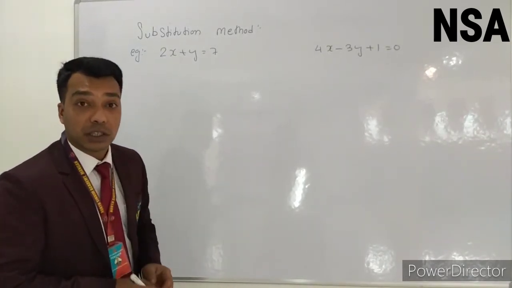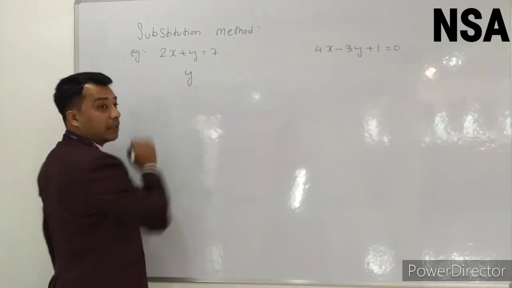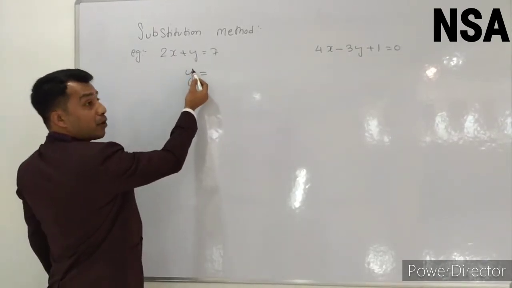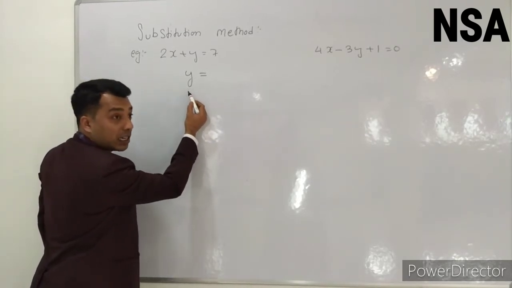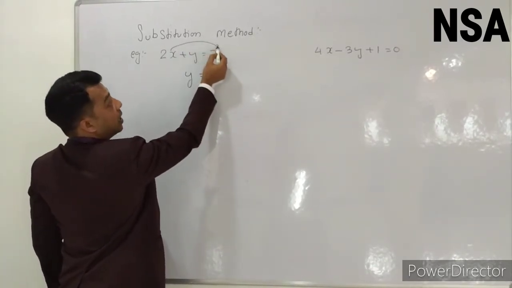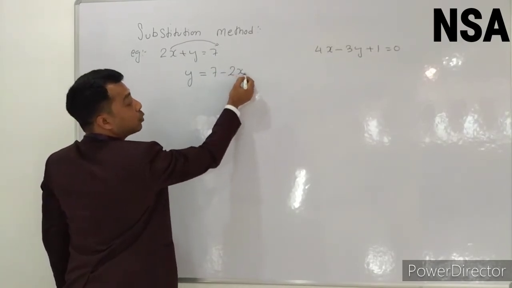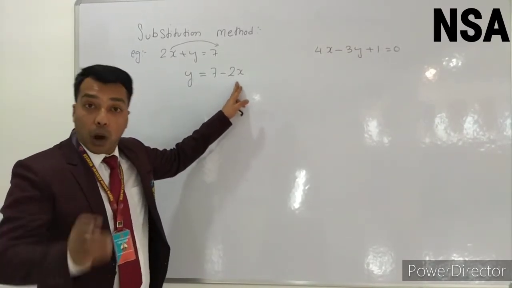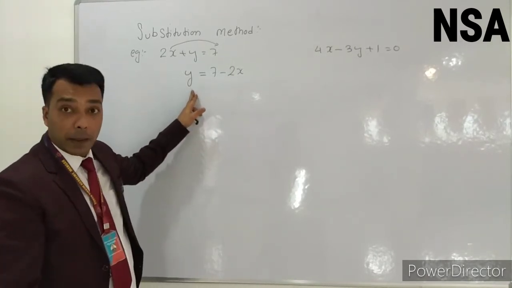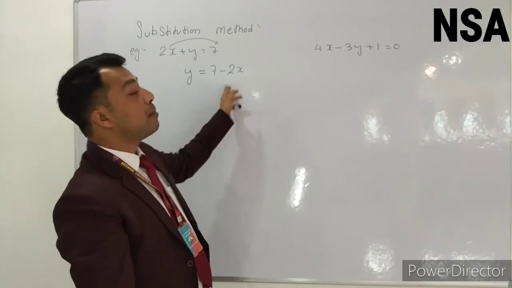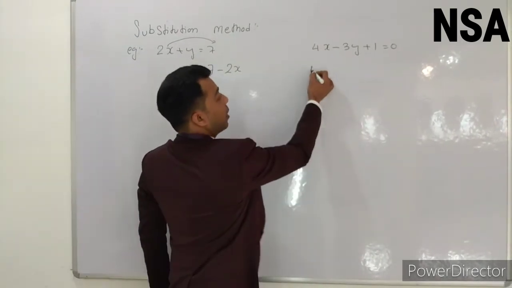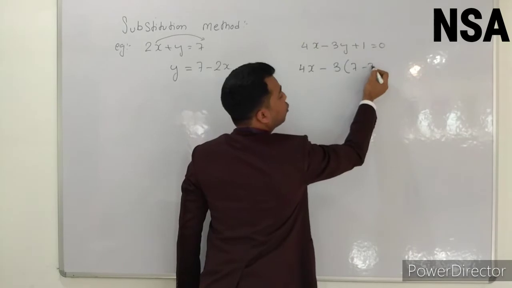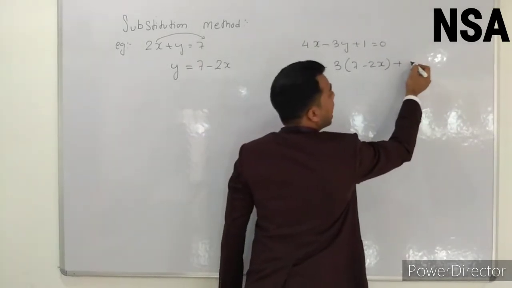In the first equation, you keep one variable on one side and take everything else to the other side. I'm trying to keep the y variable on the left hand side and take 2x to the right hand side. So it goes to the other side as minus 2x. It means I have already found the value of y, which is 7 minus 2x. Once you have found the value of a variable this way, you put it in the other equation. Here, instead of y, you put 7 minus 2x, and rest everything as it is.